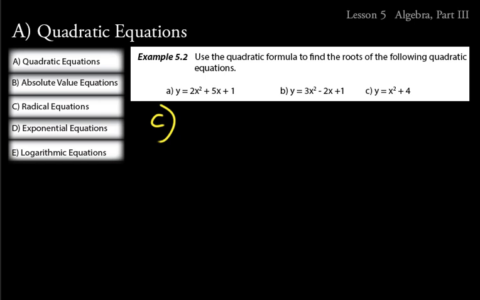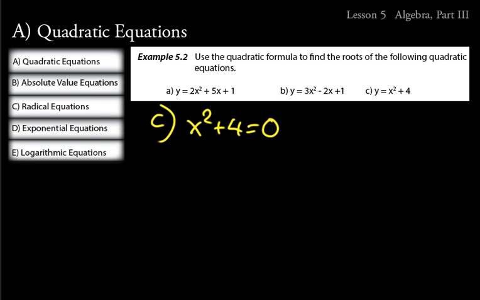Y equals x squared plus 4. Now you could recognize on that one that you could just say x squared plus 4 equals 0. There's no x term in it, so you don't need to use the quadratic formula. In the reading assignment example, I use the quadratic formula, so you can see how to do that there.